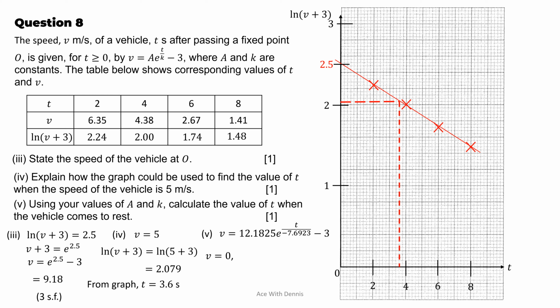Once the vehicle comes to rest, v equals 0. This is what we get: 12.1825 times e to the power of t over negative 7.6923 equals 3. We solve this equation. We get t over negative 7.6923 equals ln(3 over 12.1825). And the value of t will be 10.8 seconds, rounded off to 3 significant figures.